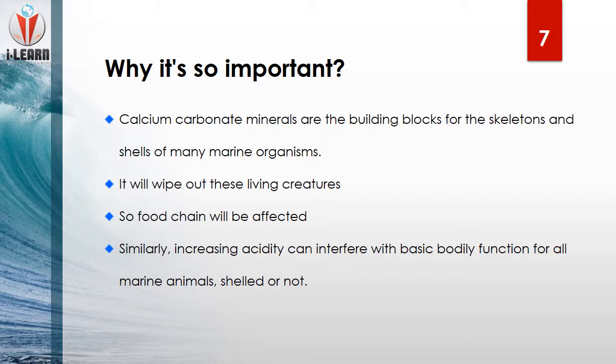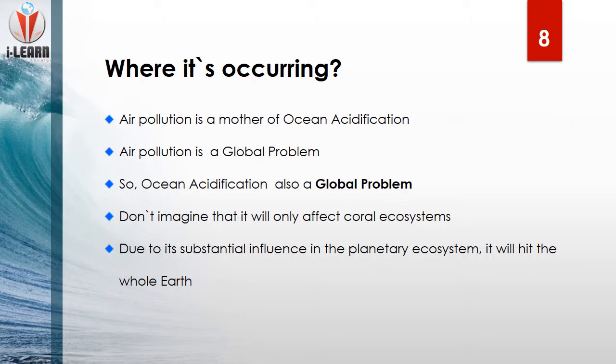And similarly, the increasing acidity directly affects the basic body functions of marine animals, even the cells and skins of those animals. So whether it's a shelled animal or not, don't think that only the animals which secrete calcium carbonate are affected. Not like that. The animals which do not secrete calcium carbonate are also affected due to the increasing acidity level in the ocean. Then where is it occurring?